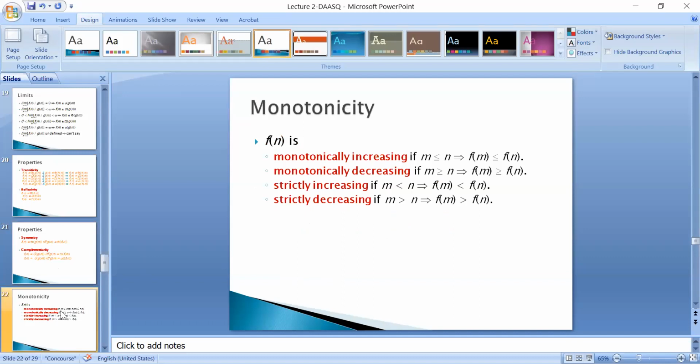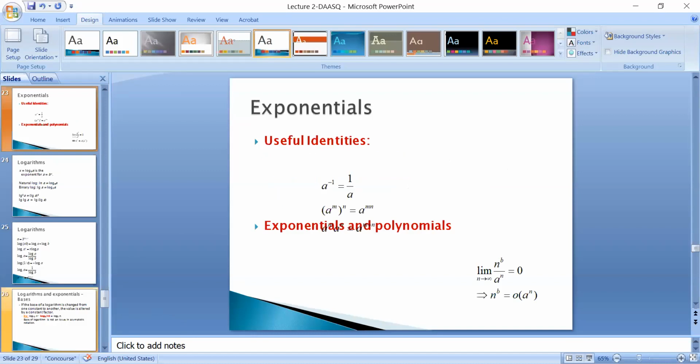Then there are some terminologies that they use. Fn is monotonically increasing if m is less than n implies fm is less than or equal to fn, and the same goes the other way around for decreasing. You just have to read through them, they're very simple ones. A function is strictly increasing if for m less than n, fm is less than fn, and the same for decreasing.